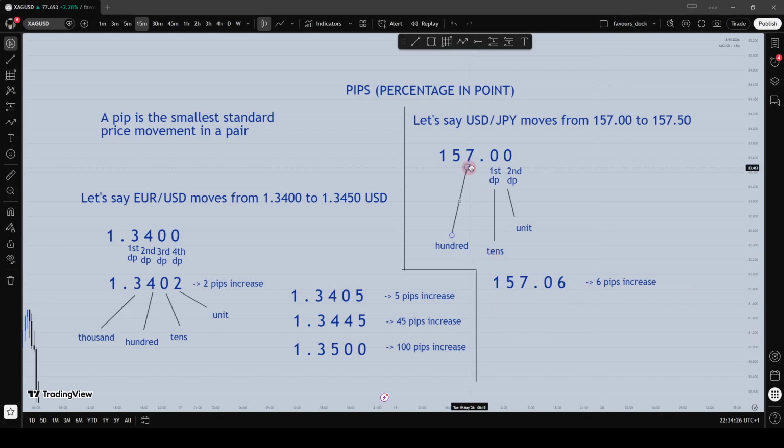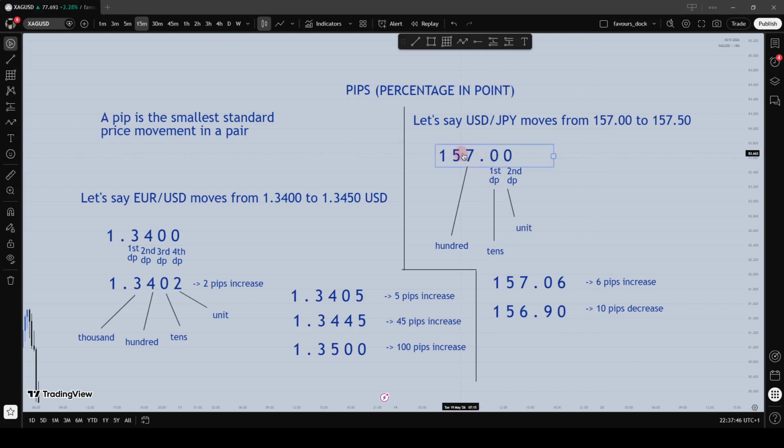Let me try something tricky now. Let's say price changes from 157.00 to 156.90. How many pips change did we just experience? Pips now is being counted from the last decimal place. That means the amount of change depends on how much has increased.